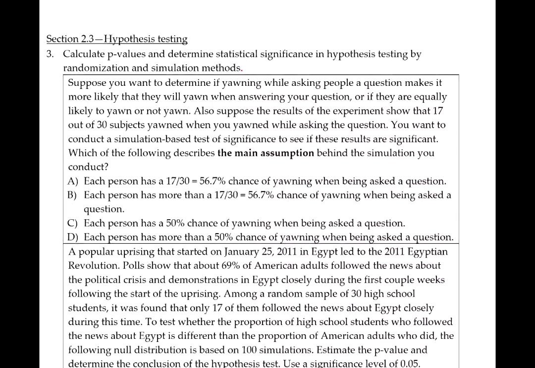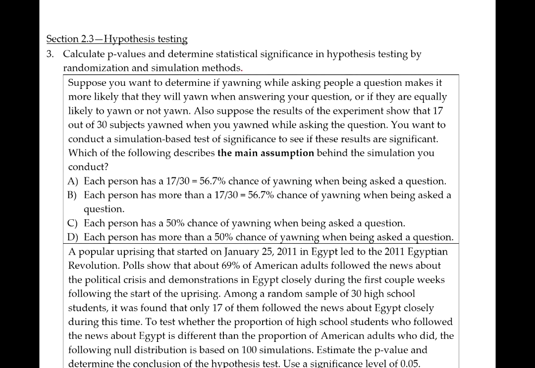Which of the following describes the main assumption behind the simulation you conduct? When we conduct a simulation, we're basing it on the null hypothesis. We're creating a null distribution of what we would expect to see if the null hypothesis is true. Remember that the null hypothesis is a statement of equality, and it's not about the sample results, it's about the parameter. So the 17 out of 30 subjects that came from the actual study that we did will not come into play as part of this null distribution, as part of the simulation that we conduct.